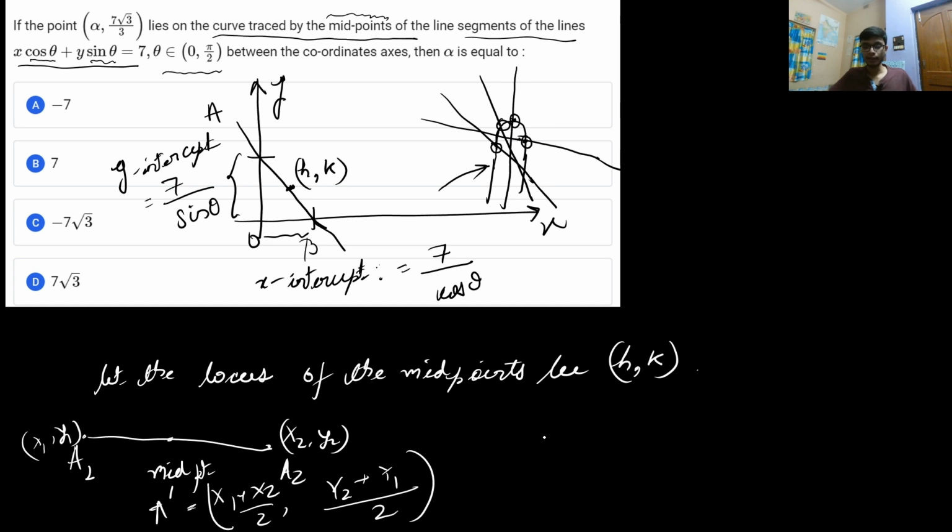So from here, if I have to look for the coordinate h, this will basically be equal to 7 by cos theta plus 0, divided by 2.